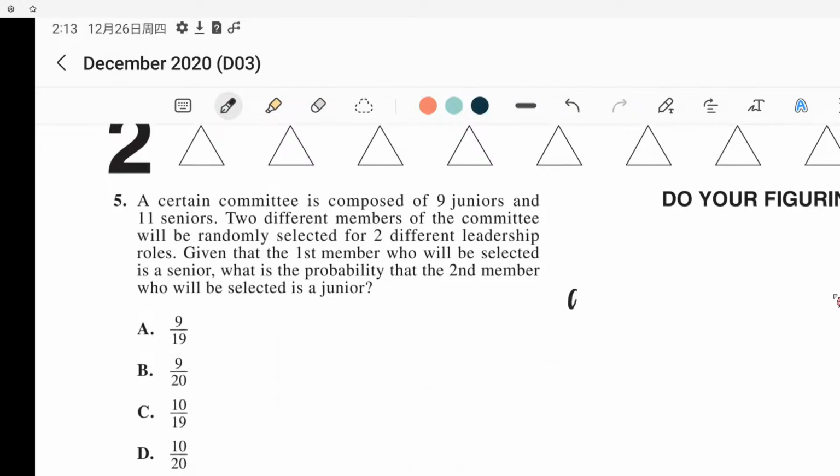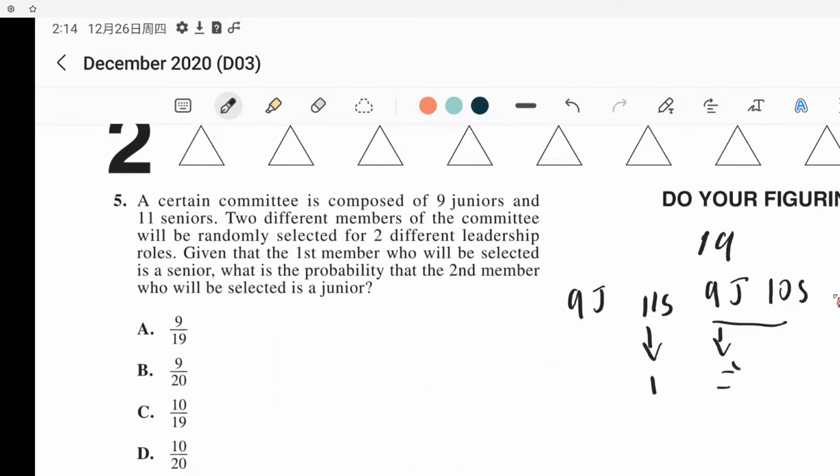So we have a committee of 9 juniors and 11 seniors. Given that the first role is a senior, we now have 19 people to think about with 9 juniors and 10 seniors. So we have 19 people total, and we have 9 juniors. Therefore, our probability is going to be 9 out of 19. And we cannot further simplify that because 19 is a prime number. Therefore, we should have A.